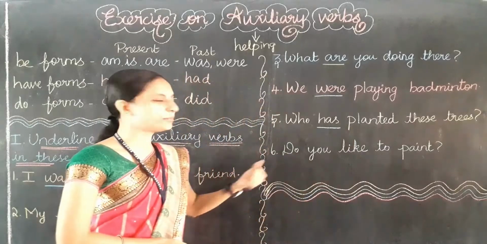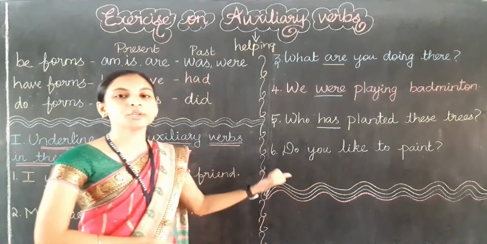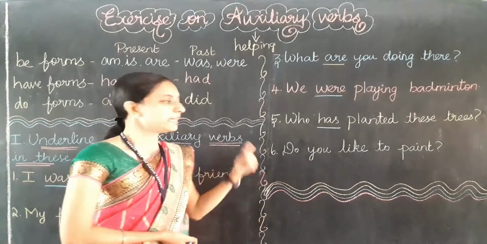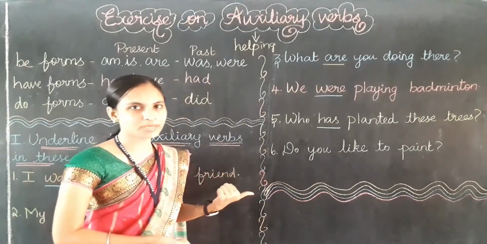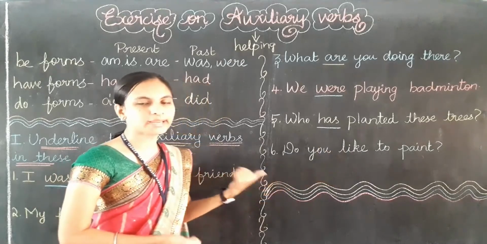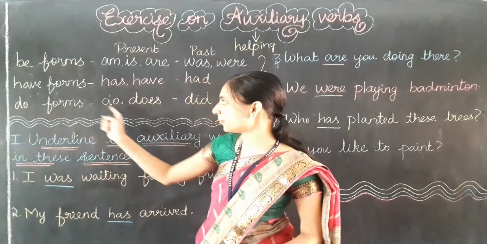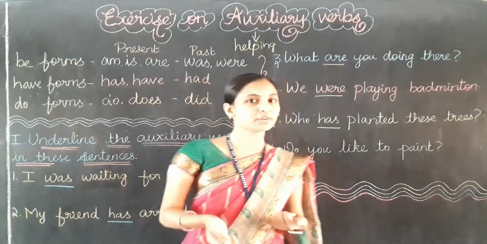Okay, so we have come to the last question, children. Do you like to paint? Do you like to paint? Can you find the auxiliary verb here? Any auxiliary verb? Here, you like to paint? No. Only do. Do is an auxiliary verb. See, do form. Do will be an auxiliary verb only.